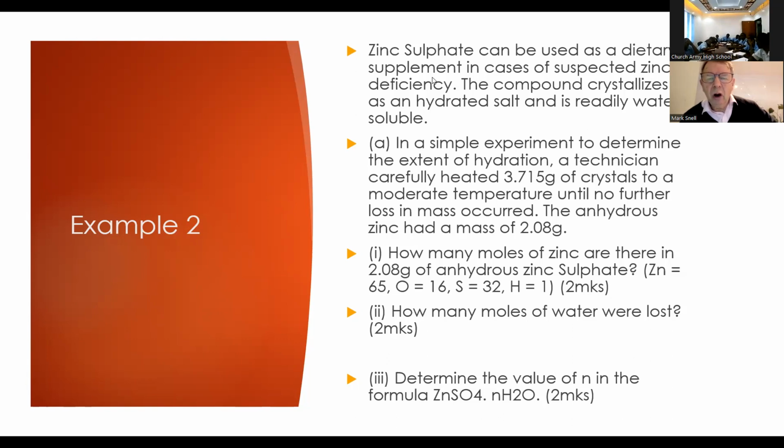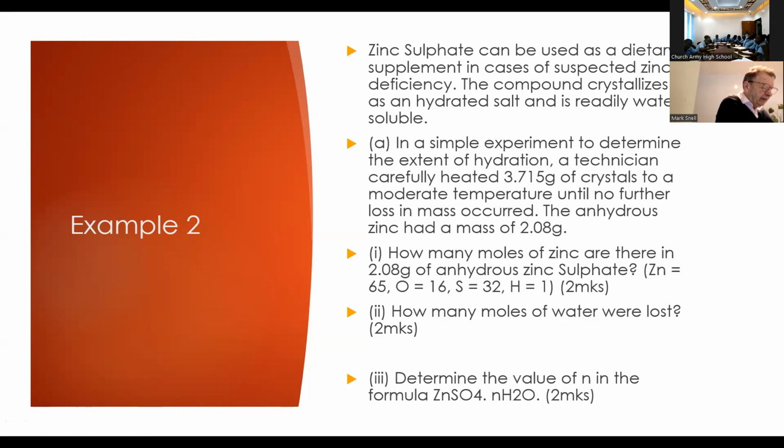3.715 grams of crystals, that is zinc sulfate with water attached to it, is heated. And it's heated until it doesn't lose any more mass. Now, at that point, all the water has gone. And afterwards, the anhydrous zinc sulfate, it should say zinc sulfate, had a mass of 2.08. What you want to do is to work out how many moles there are of anhydrous zinc sulfate, and then how many moles of water, and therefore, like an empirical formula, work out the value of n. That's the number of moles of water in it.